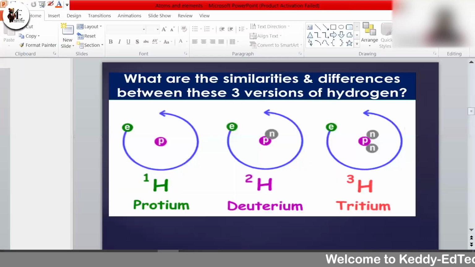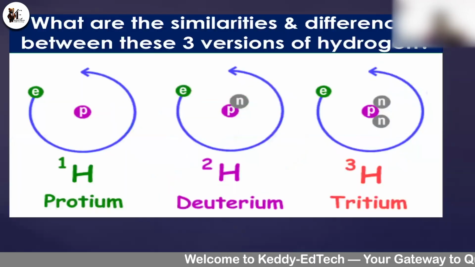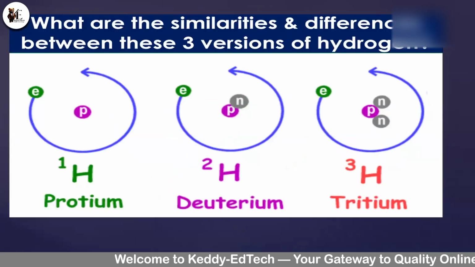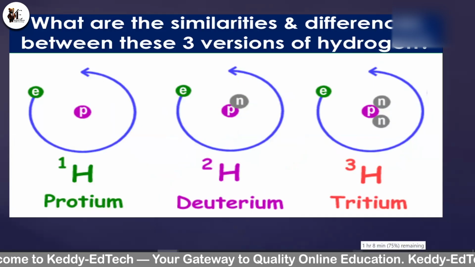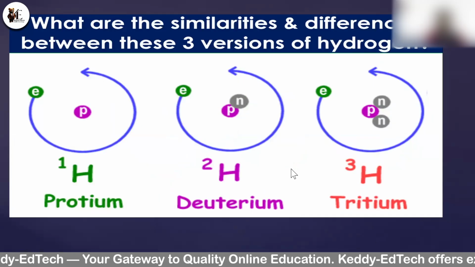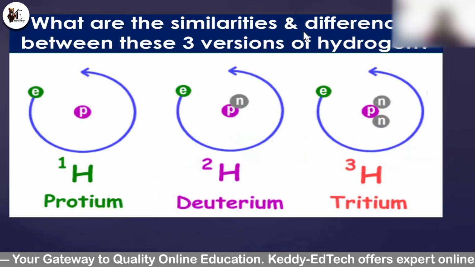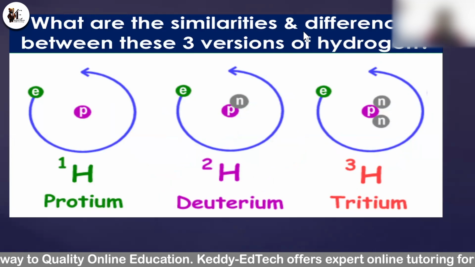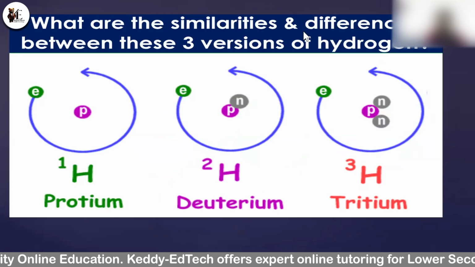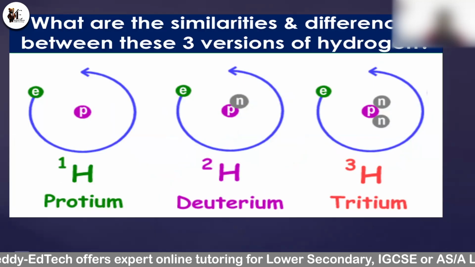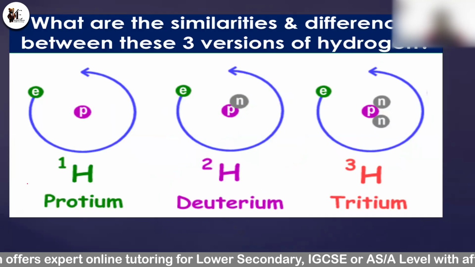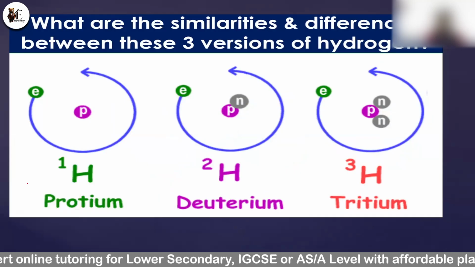So you remember what we discussed in the last class? We were doing the numbers of protons, electrons, and neutrons. I told you that in atoms, the number of protons is equal to the number of electrons. And how to calculate the number of neutrons? By using the formula: mass number minus atomic number.